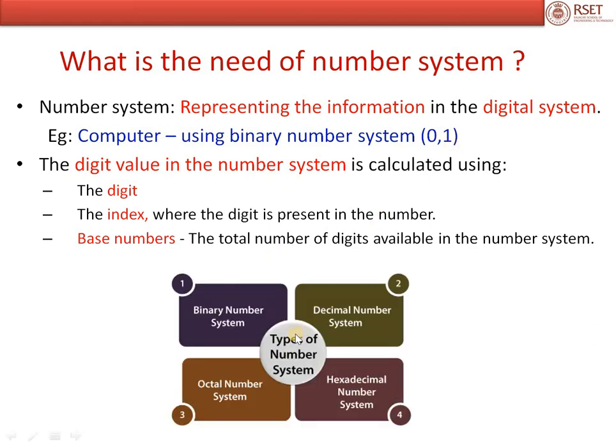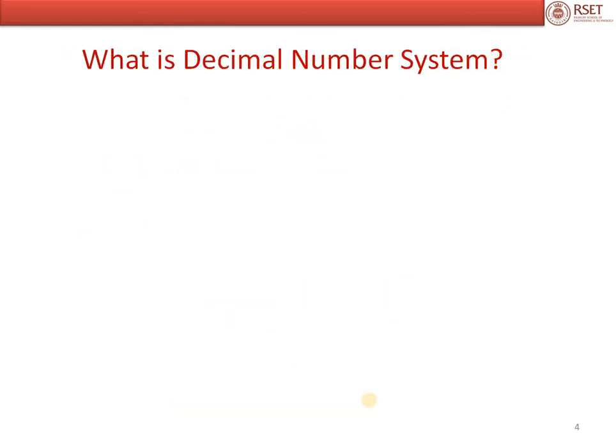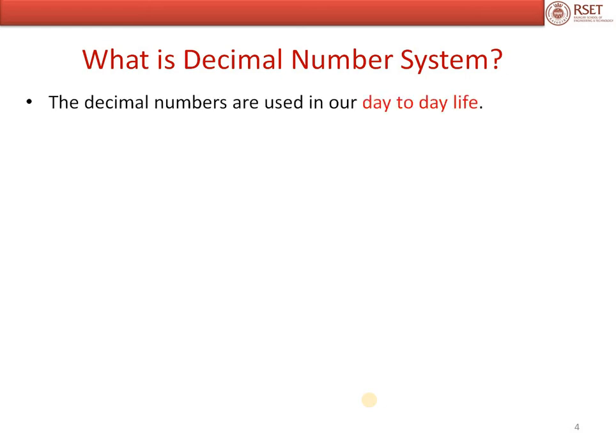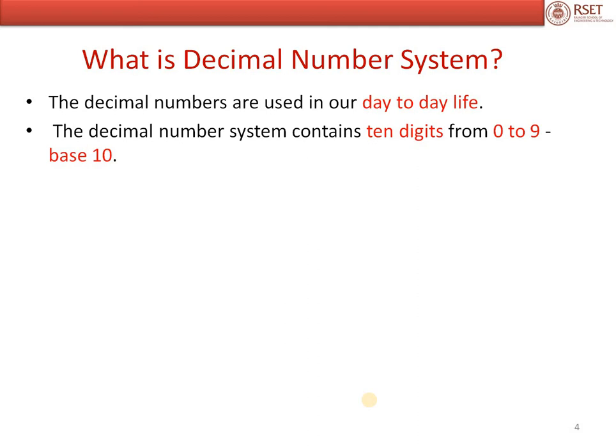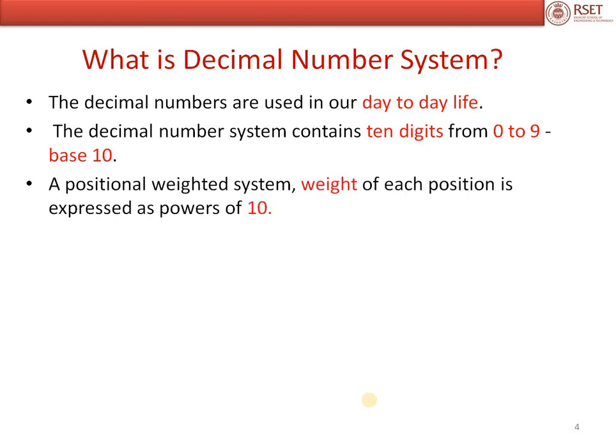These are the different types of number system: binary number system, decimal number system, octal number system and hexadecimal number system. Let's start with the decimal number system. Decimal numbers are used in our day-to-day life. It includes 10 digits, 0 to 9, so its base is 10. And here we are using a positional weighted system.